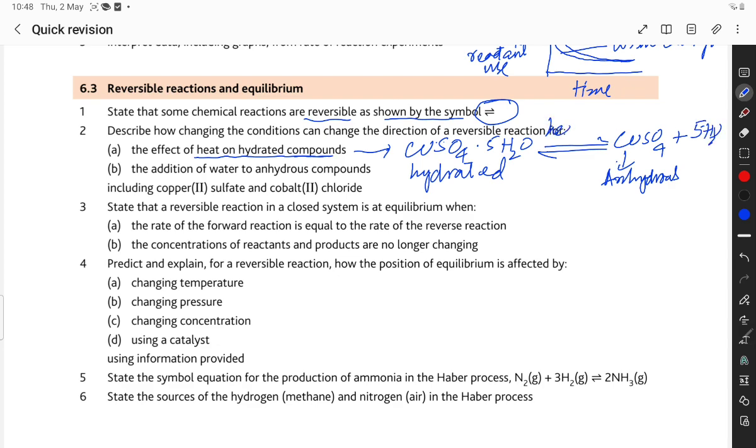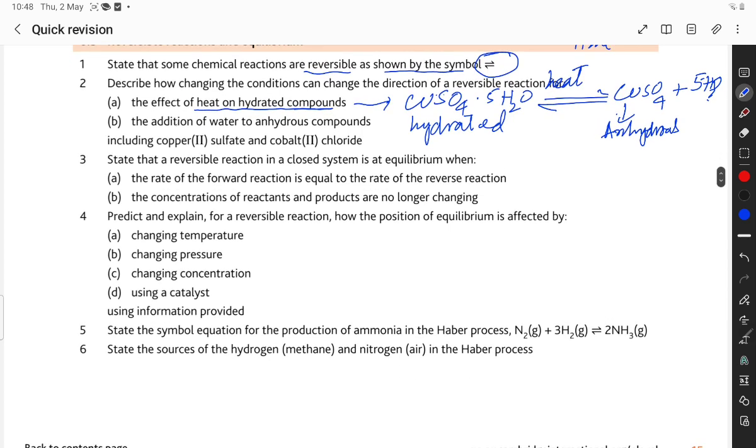And on heating, if you add water, this reaction will be reversed back. The addition of water to the anhydrous compound is reversible. Hydrated to anhydrous is the forward reaction, and when you add water and the salt becomes hydrated, this will be the reverse. So you should know this is also a very important reaction.